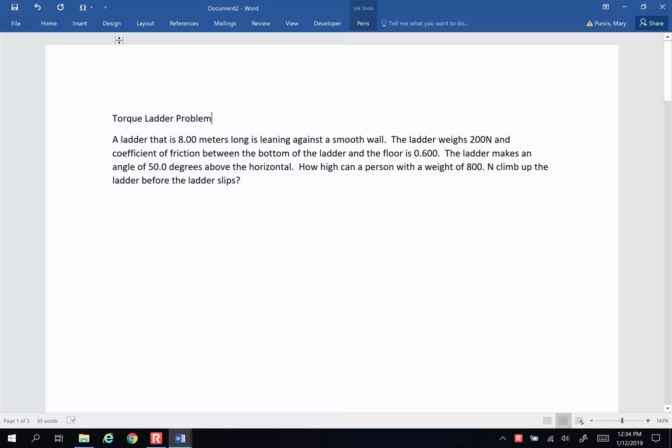Hello, ladies and gents. We're going to do another torque problem. And this one involves a ladder. So here goes. A ladder that is 8 meters long is leaning against a smooth wall.